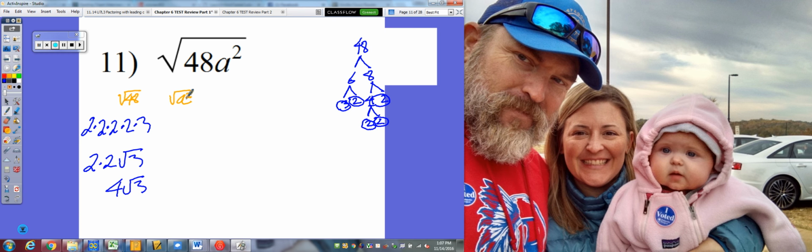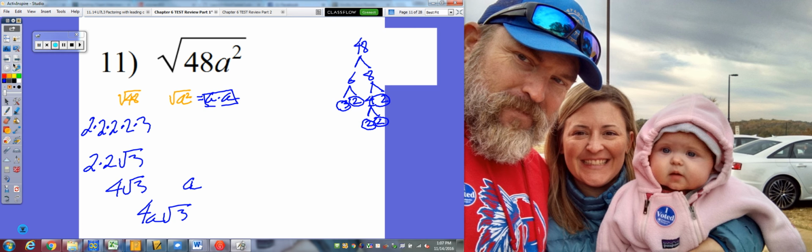Now when we look at this a squared, well, a squared is just a times a. So since there's a pair of a's, one of them will move out, and there's nothing left in the square root here. So we combine these, we keep what's out of the square root out of the square root. We have 4a, and then we have this square root 3.